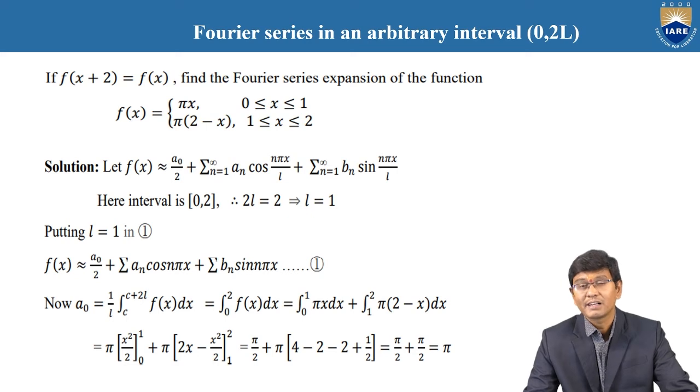Therefore, the required Fourier series is f of x equal to a0 by 2 plus summation n equal to 1 to infinity of an cos n pi x by l plus bn into sin n pi x by l.